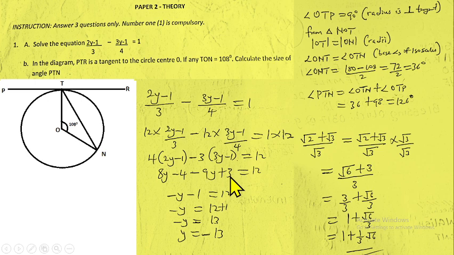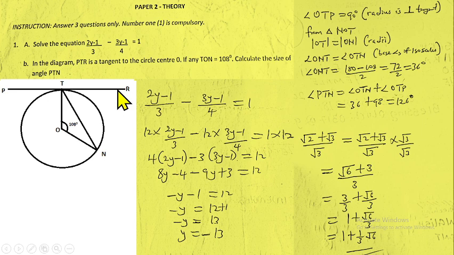If we collect like terms from there, we have 8y minus 9y, that gives us minus y. Minus 4 plus 3 gives us minus 1, equals 12. Collecting like terms, minus y equals 12 plus 1, that will be 13. So that means our y will be minus 13 in that case. So that's for question number 1a.